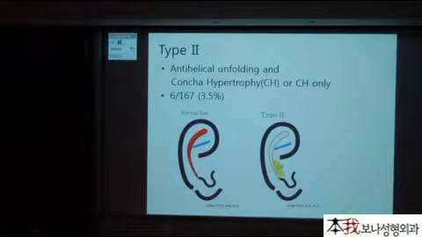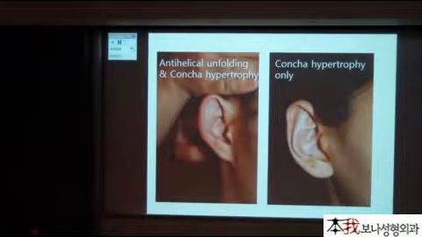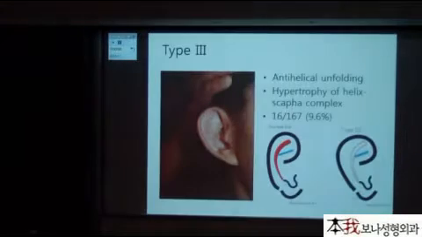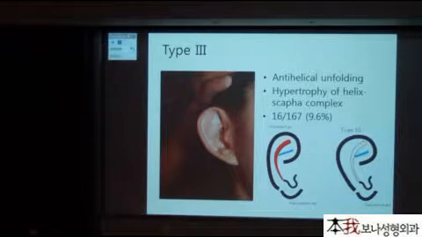Type 2 is anthelix unfolding and concha hypertrophy, or concha hypertrophy only. There were 6 cases. Here are the cases of type 2. Type 3 is anthelix unfolding and hypertrophy of the helix cauda complex. There were 16 cases.